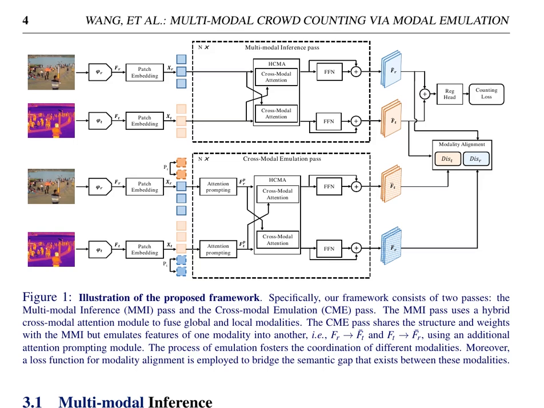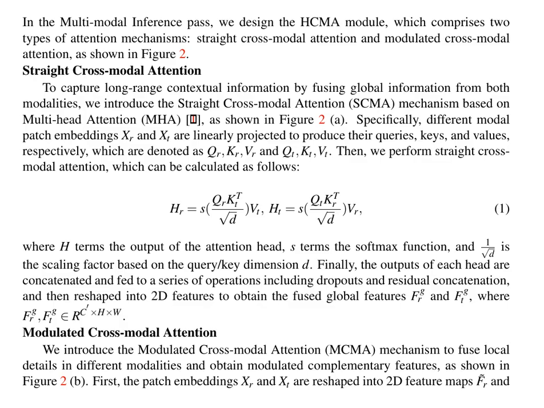SCMA captures long-range contextual information by fusing global information from both modalities, while MCMA fuses local details in different modalities, obtaining modulated complementary features. The CME pass shares the structure and weights with MMI but emulates features of one modality into another using an additional attention prompting module.